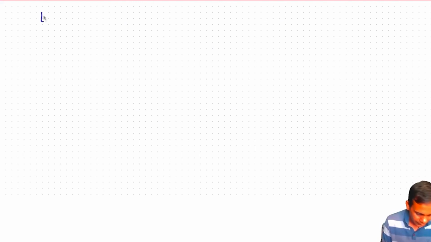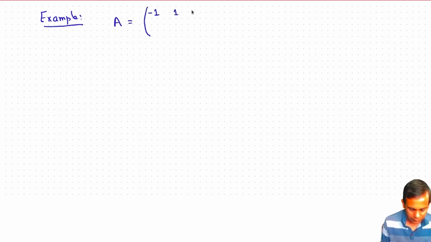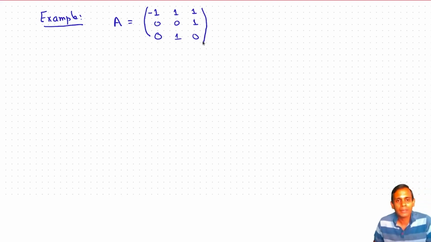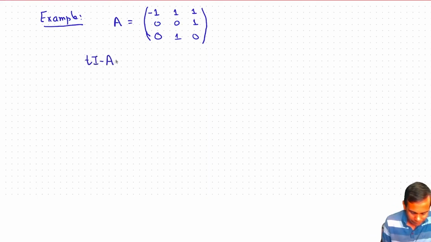Let's take the matrix 0, 0, 1, 0, 1, 0. And now the question is, can I figure out how to write this matrix in rational canonical form? So what we need to do is take the module M_A and figure out its structure. For that, firstly we write down TI minus A, and that turns out to be T plus 1, minus 1, minus 1, 0, 0, minus 1, 0, minus 1, 0.